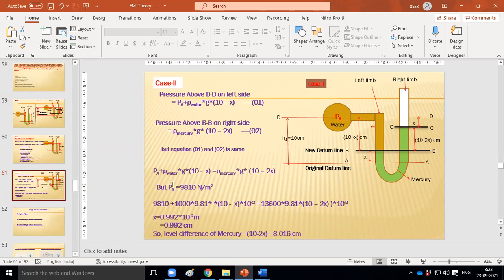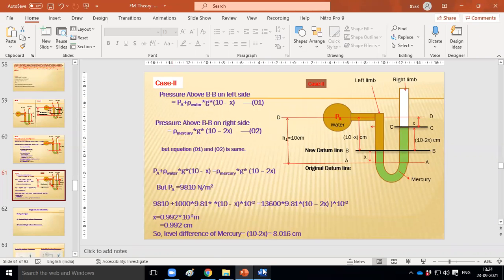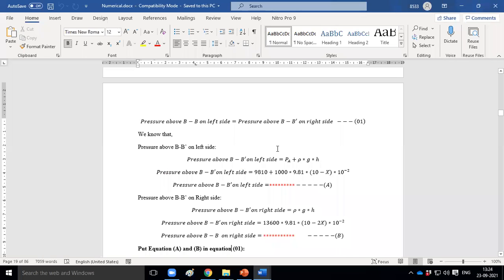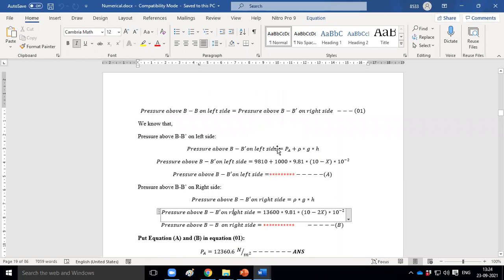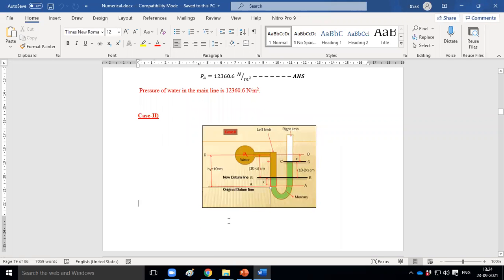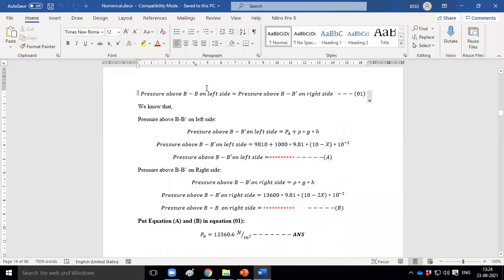We need to put the value and just simplify it. First of all, we need to write the equation above the datum line, the new datum line. Line BB dash is the new datum line. So pressure above BB dash on left side is equal to pressure above BB dash on right side. This is the main, basic equation.